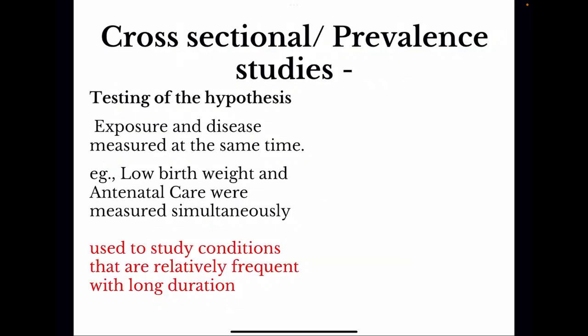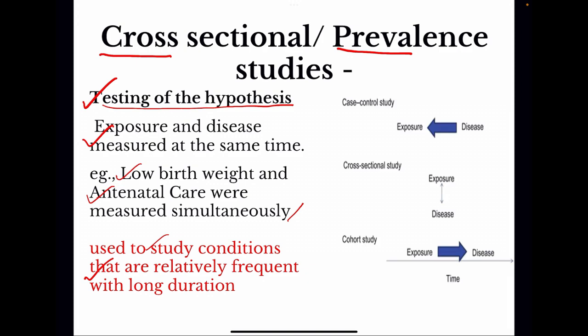Again, we have cross-sectional studies. As we mentioned earlier, under the observational study, when we have a comparison group, and exposure and disease are measured at the same time, then it is a cross-sectional study or a prevalence study. This is the basic analytical study which starts the testing of the hypothesis. The same example, if low birth weight and antenatal care were studied simultaneously, then it becomes a cross-sectional study. It is used to study conditions that are relatively frequent with longer duration. Both exposure and disease are measured at the same time. We have STROBE guidelines for reporting the manuscript.